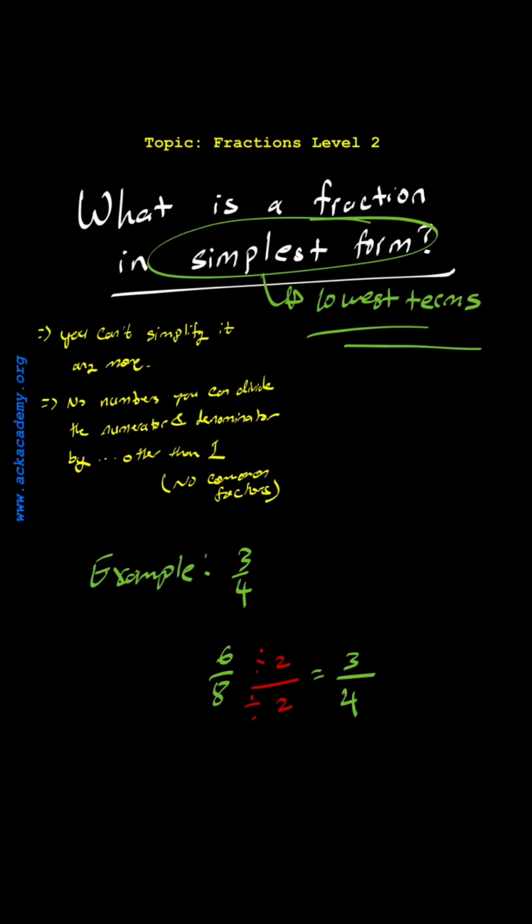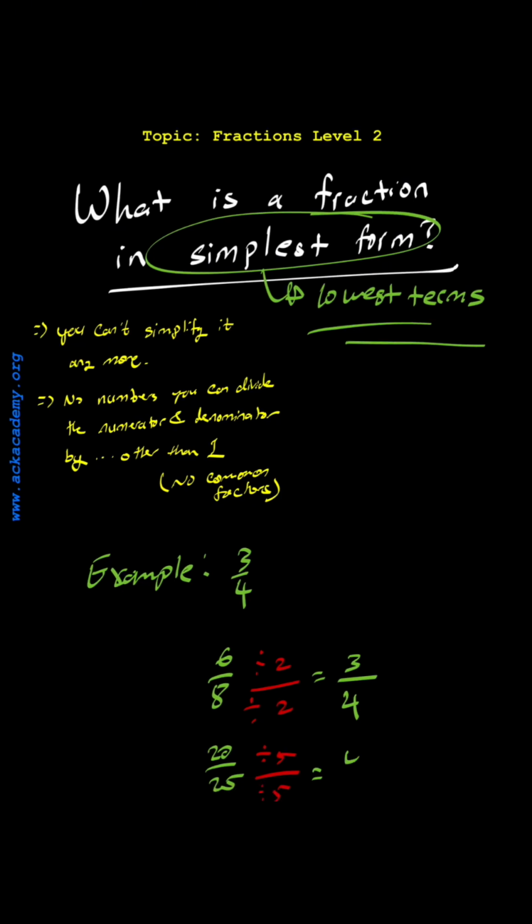Let's say I have 20/25. Can I divide something by the top and bottom? Yes, I can divide the top by 5 and the bottom by 5. And that'll get me to 4/5. And now can I continue dividing anything by this? No. There's no other number I can divide that by to get me something smaller.